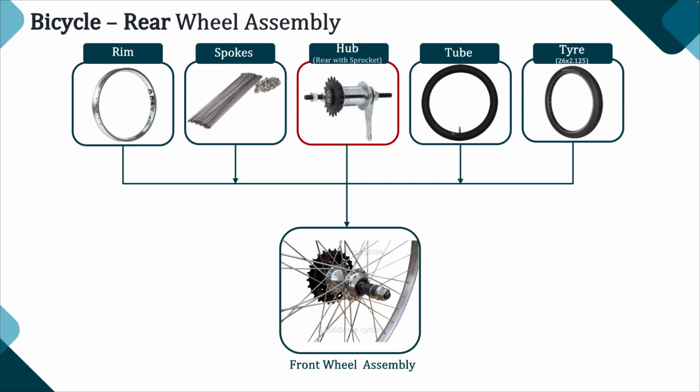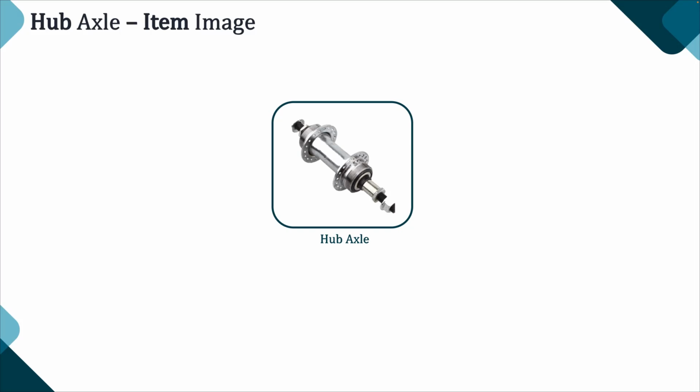So this slide consists of your rear wheel assembly. When you look at this hub with the sprocket, this is the hub axle which you are going to create. So this hub axle is going to be the item which you have picked up. And this is the image of this hub axle which you are going to insert in our item creation.